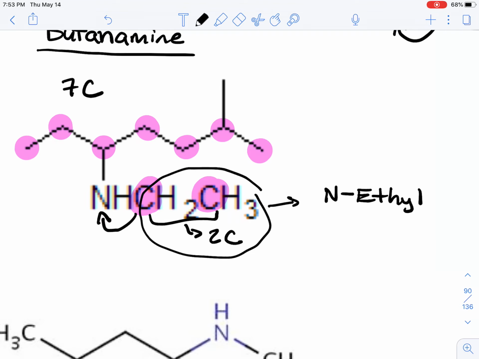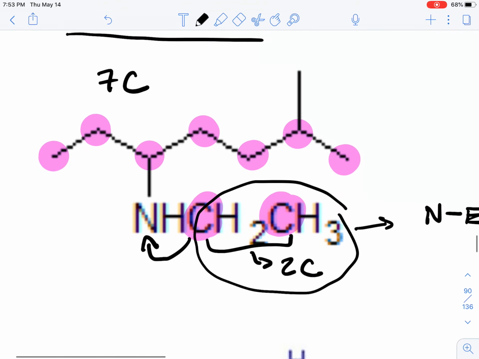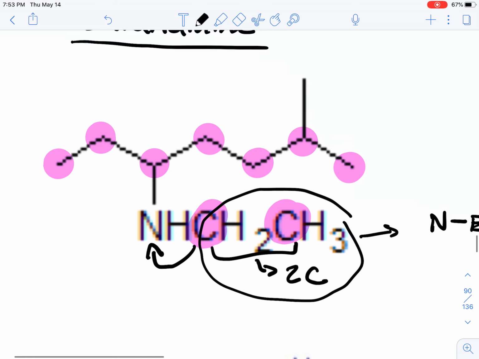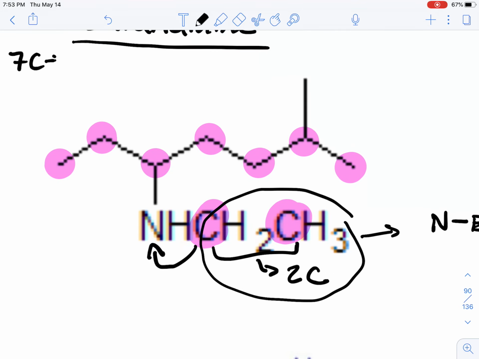And so I need to put a capital N in front of the ethyl. All right. And so looking at the top part of my organic compound, since I have a 7 carbon chain, I know that I'm going to be working with the prefix hept. And so since all of the bonds are single bonds, then this is going to be heptane. And so since this organic compound is bonded to a nitrogen, then I'm going to erase the E and add amine.